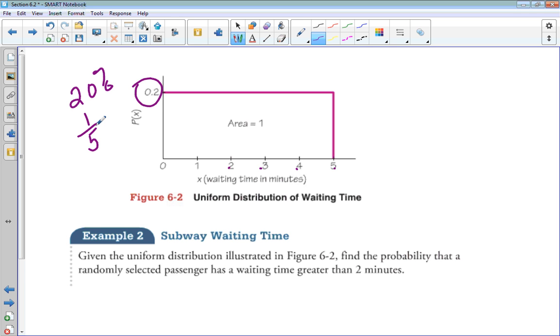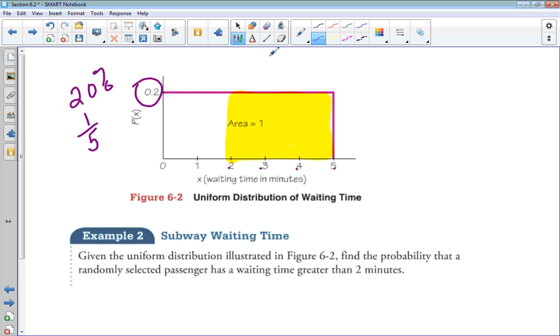So given this particular problem, given the uniform distribution illustrated here, find the probability that a randomly selected passenger has a waiting time greater than 2 minutes. So I'm going to get my highlighter out. Greater than 2 minutes. Well, here's 2 minutes, and greater than would be this whole area. The whole area is equal to 1, so I know it's got to be less than 1. So I've got to find out how to find the area.